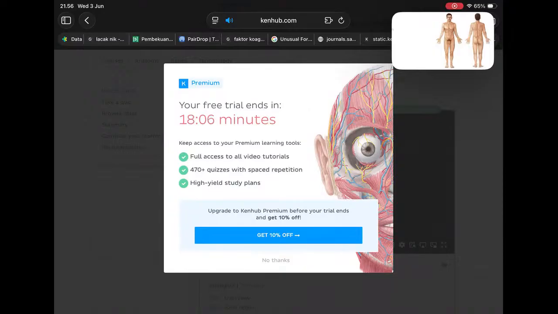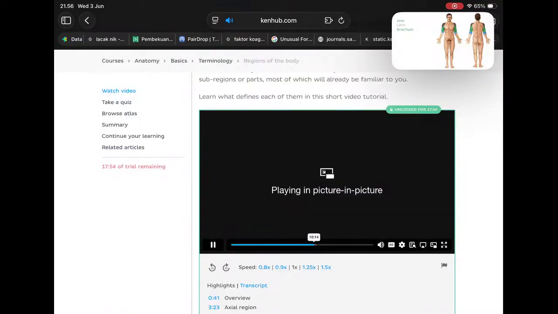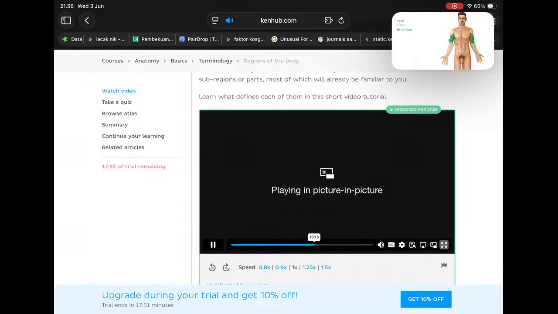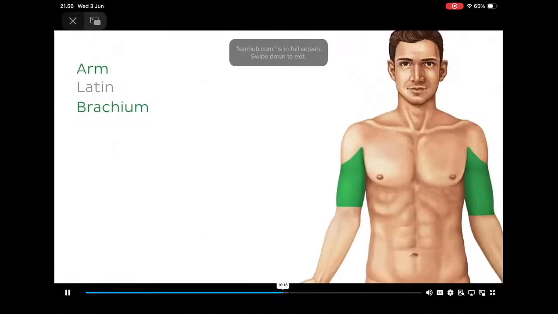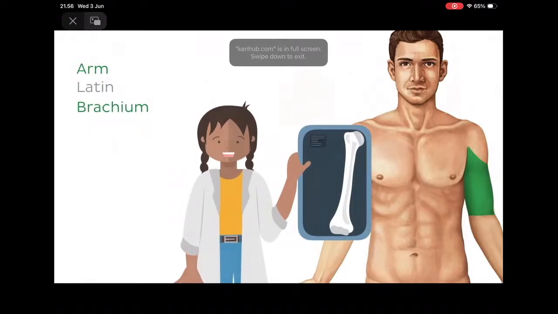The next region is the arm. In a colloquial sense, the term arm refers to the whole upper limb. But in an anatomical sense, it's only the portion located between the shoulder and the elbow. It is the longest segment of the upper limb and extends around the humerus.